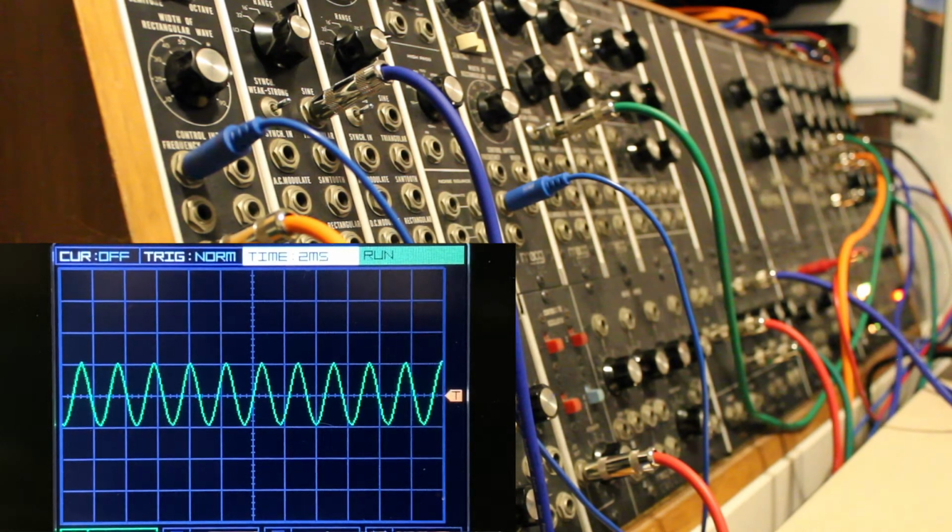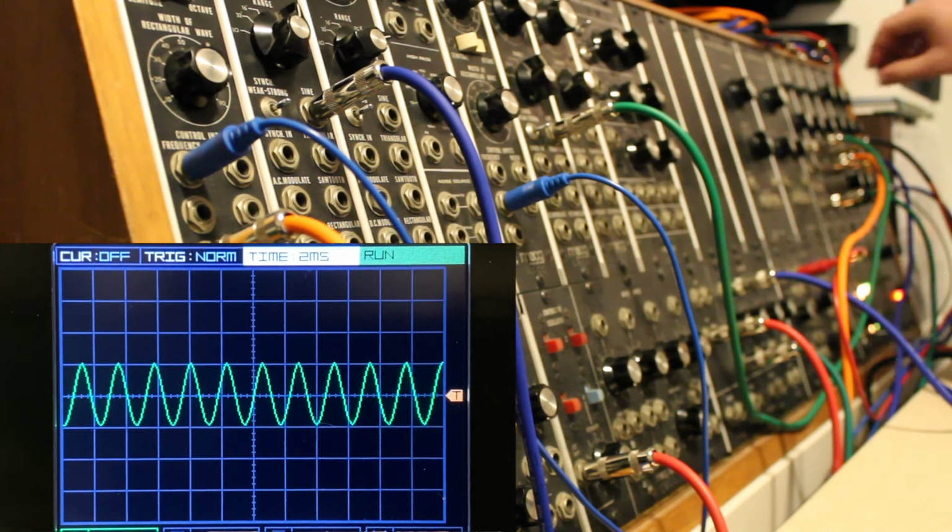Now let's listen to what happens as I raise the amplitude or volume of the modulator, which means D and B are increasing. And let's also notice how the wave shape changes on the oscilloscope.